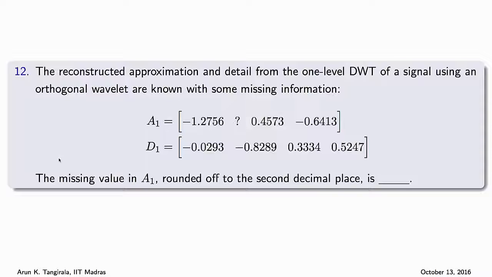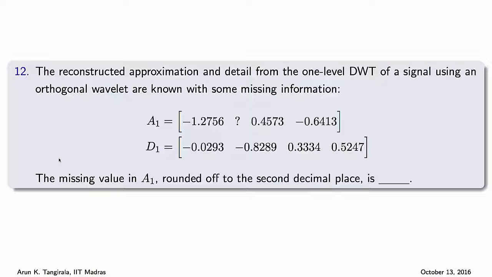Now, here is a slightly different question, but maybe focusing on a different property of the DWT. We are given the reconstructed approximation and detail. These are not coefficients, as you can see from the notation. They are the reconstructed versions. A1 and D1 are given to us, but there is one value that is missing in A1, and we are being asked to find that out.